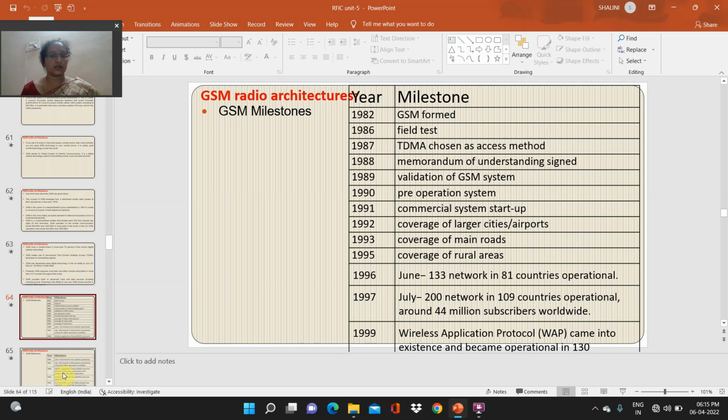92 Coverage of larger cities and airports. 93 Coverage of main roads. 95 Coverage of rural areas. 96 June, 133 networks in 81 countries operational. 97 July, 200 networks in 109 countries operational. Around 44 million subscribers worldwide.